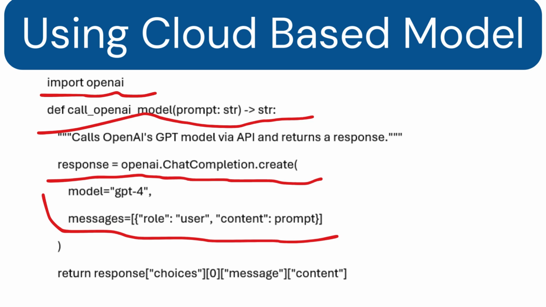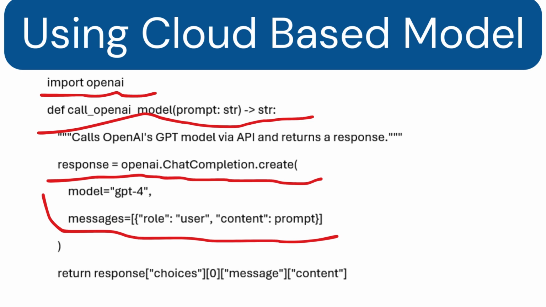OpenAI.chatCompletion.create, this is the function that sends a request to OpenAI's API and asks GPT-4 to generate a response. Model equals GPT-4, this tells OpenAI which AI model we want to use. Here, we're using GPT-4, but we could switch it to GPT 3.5 Turbo if we wanted a faster and cheaper response. Messages, this is where we define the conversation format.